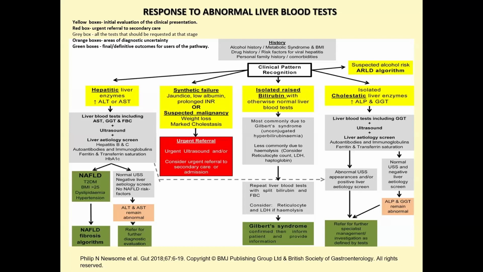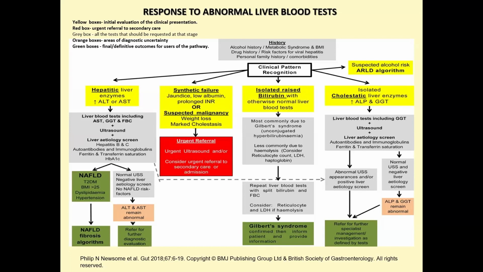So yellow boxes are initial evaluation. What do you evaluate? All these yellow boxes are biochemistry: liver enzymes ALT, AST; then you see jaundice, low albumin, prolonged INR, isolated bilirubin rise, isolated ALP increase, GGT, or search for an alcohol-related liver disorder algorithm. So biochemistry comes into the evaluation of a clinical presentation for a suspected case of jaundice.